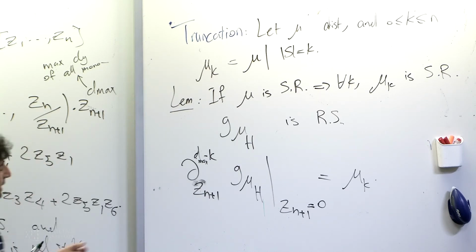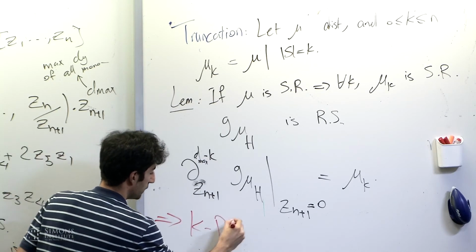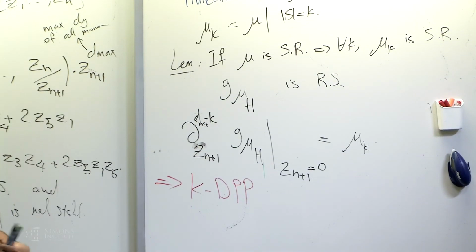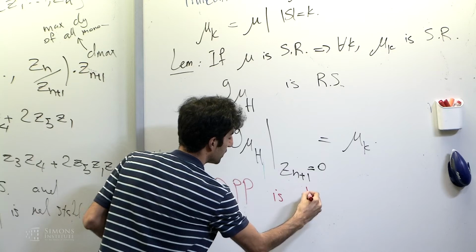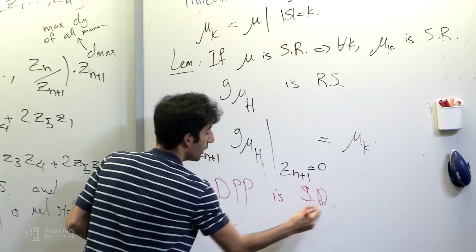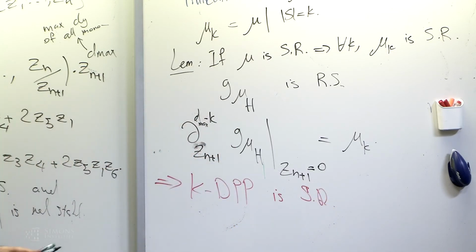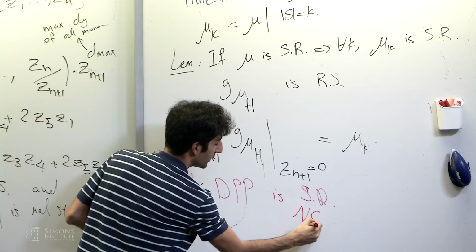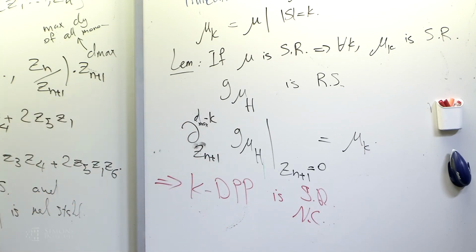So a simple consequence is that there was this question of what happens if you condition your DPP to have size exactly k. This is called a k-DPP. So k-DPPs are DPPs where you condition the size to be exactly equal to k. And you get that k-DPPs are strong Rayleigh. So, for example, they are negatively correlated. That's actually a non-trivial fact.